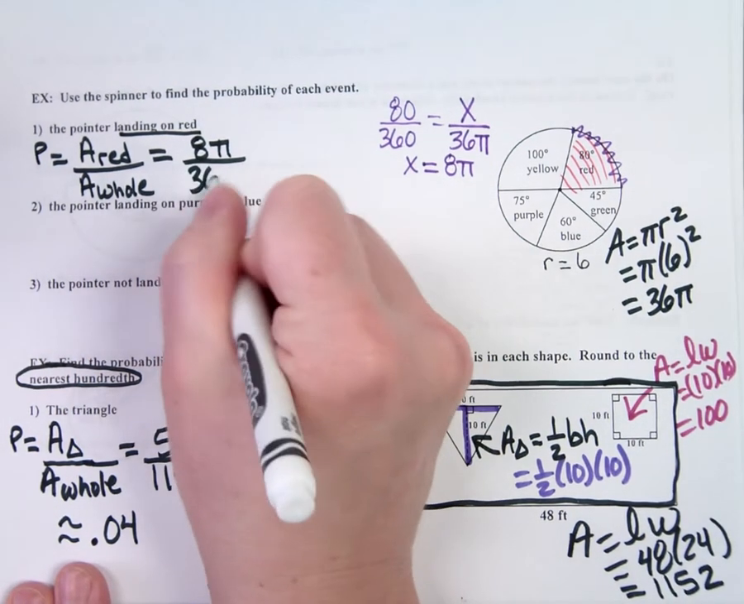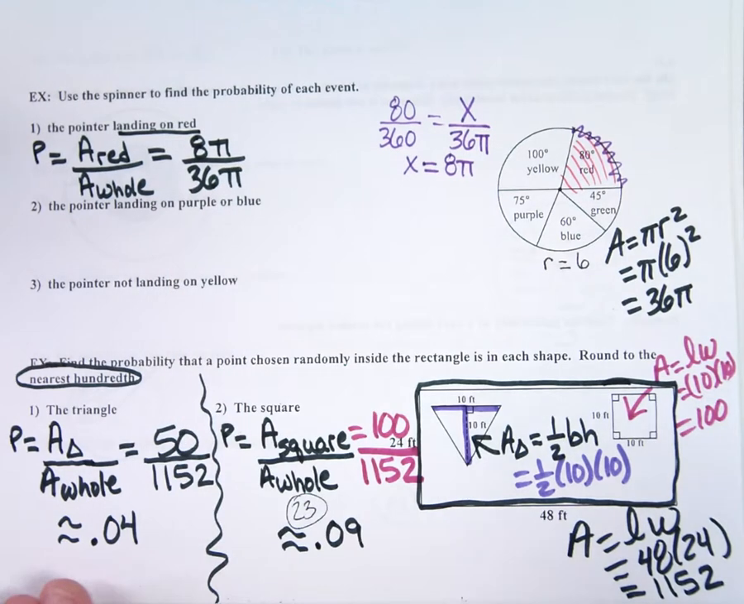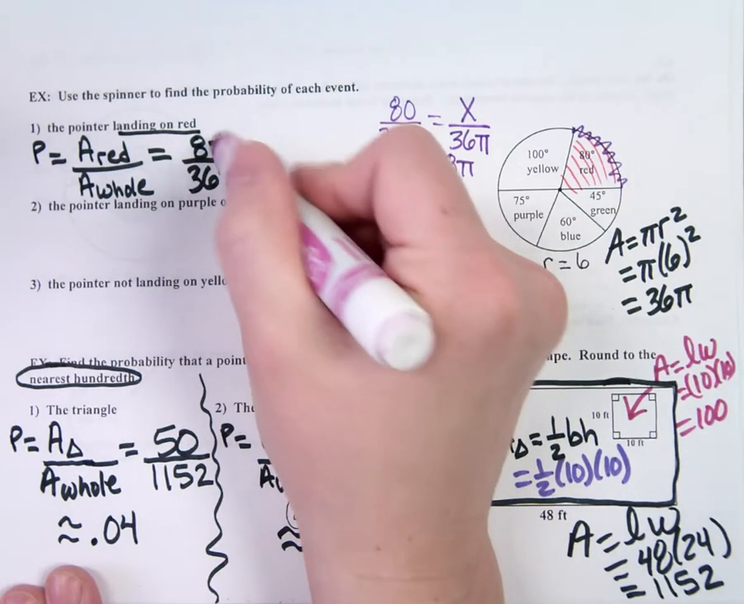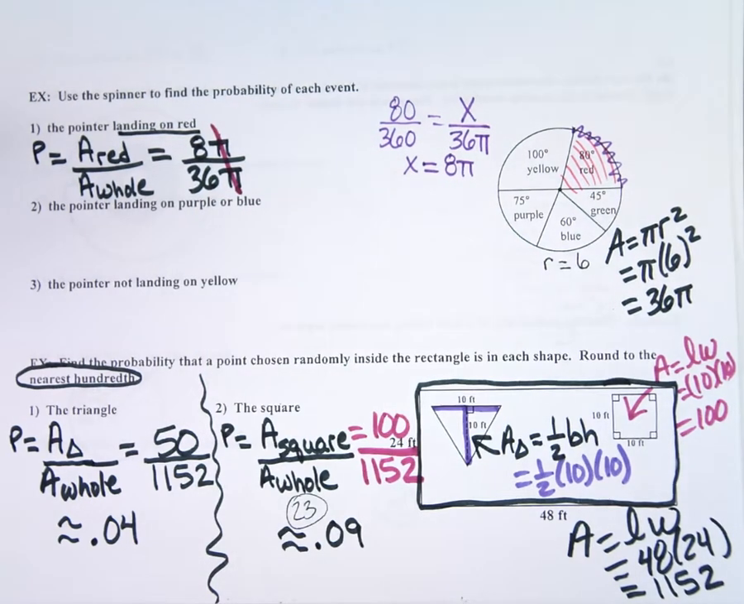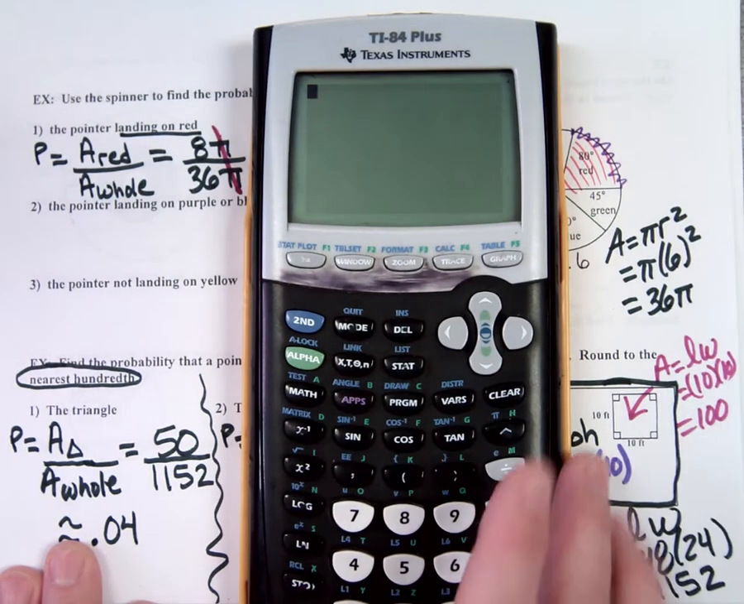36 pi. You remember how anything divided by itself is 1? So pi divided by pi is 1. They just cancel out. And that's my answer. I'm going to write it a couple ways. First, let's just reduce it.